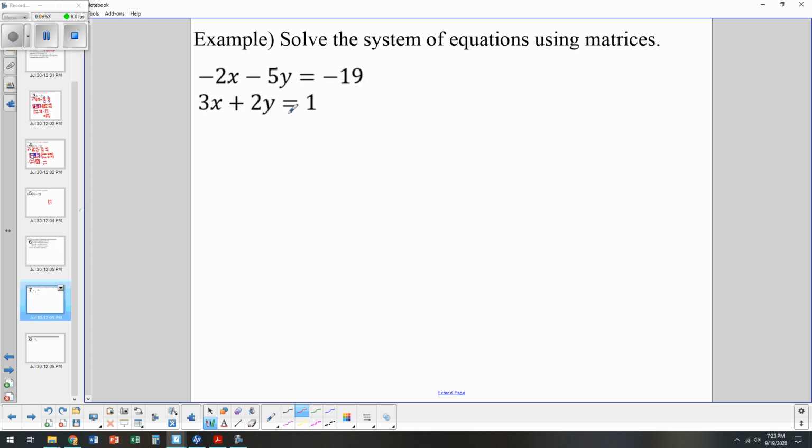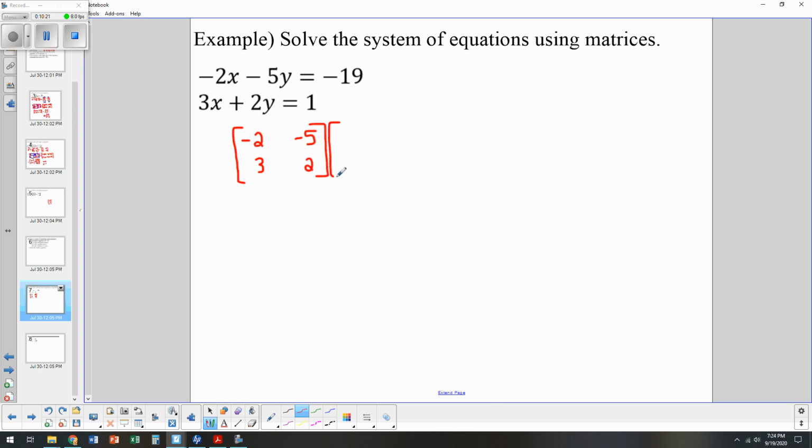So let's create the matrix equation out of the system of equations, and then we're going to solve it. So I'm going to start with my coefficient matrix. Negative 2 and negative 5 were my first equation. That was x and then y. So I'm going to make sure I keep it the same. X and then y. That's going to be 3 and positive 2.